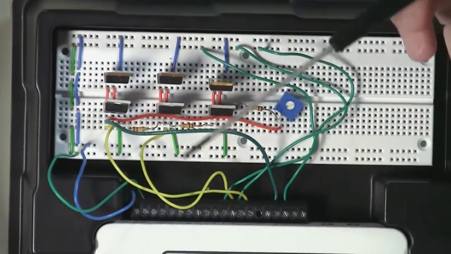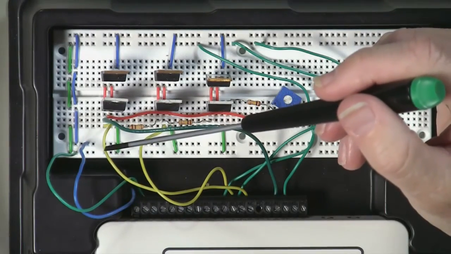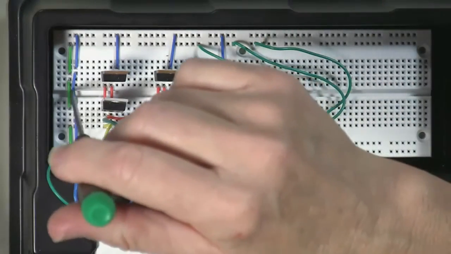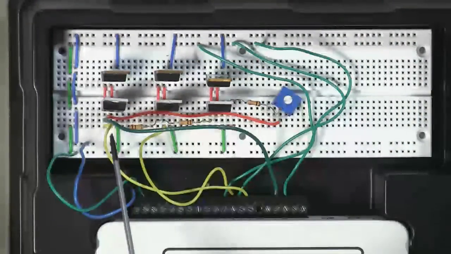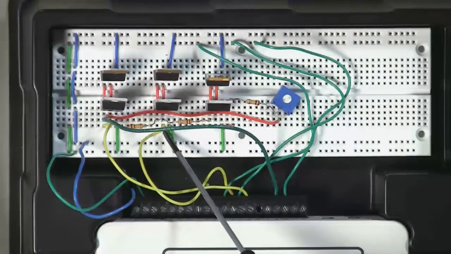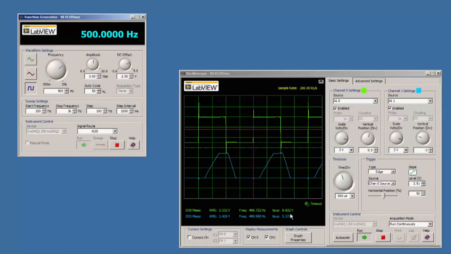So what we have here is I'm measuring the input to the first transistor. So this is the input right here. The first transistor is there. This is the input of a square wave into that first transistor. I'm measuring that first transistor, and then I'm measuring the output of the second transistor. So let's look at this.